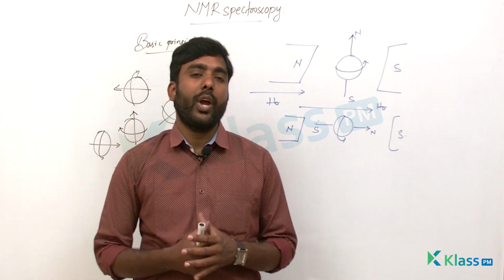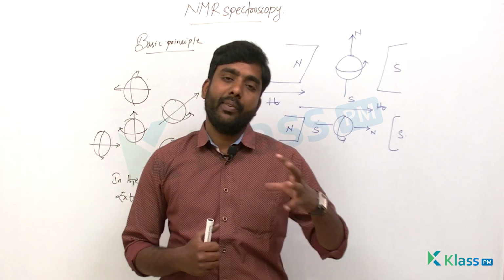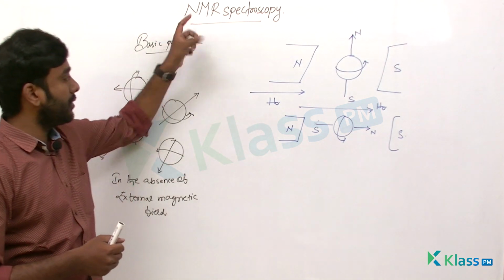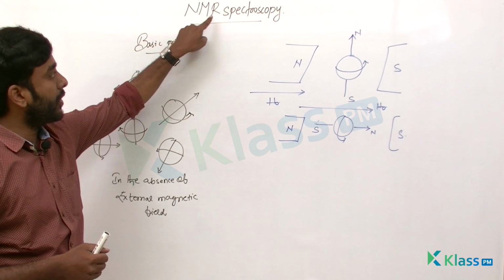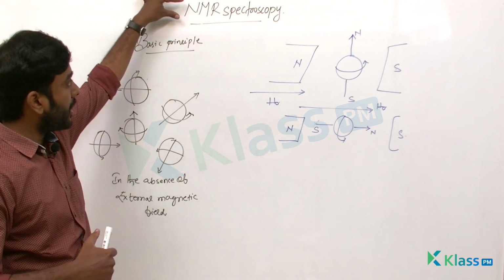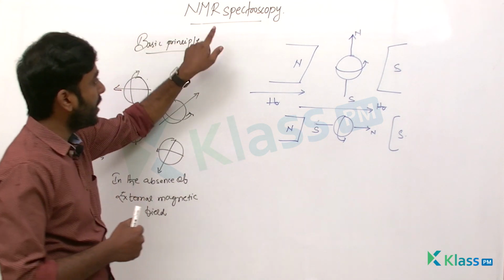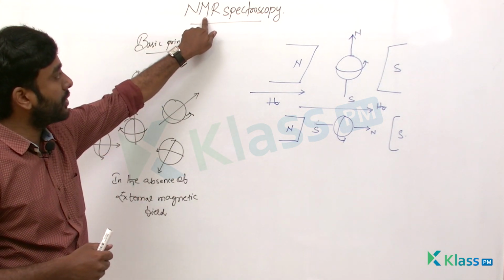We are discussing NMR spectroscopy. In the previous class we saw the basics, what NMR is. We said that nuclear magnetic resonance spectroscopy, the composition of the nucleus and everything, we have discussed in the last class. This is also where we discussed the magnetic part.